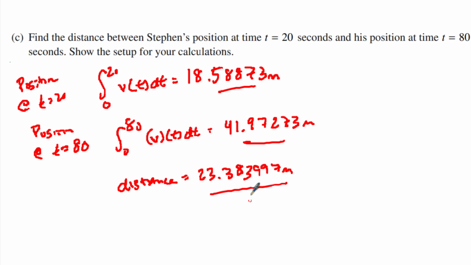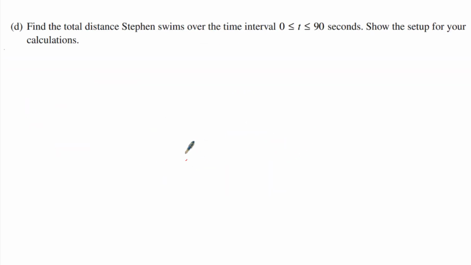You could have also done the integral from 20 to 80 of the velocity v of t and gotten the same number. I did it kind of the safe way, where I was taking a look at where he was at 20, where he was at 80. I subtracted those two numbers, and that is the distance between those two values.